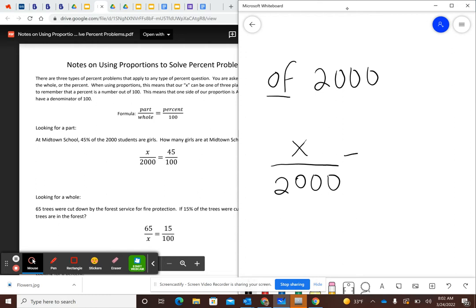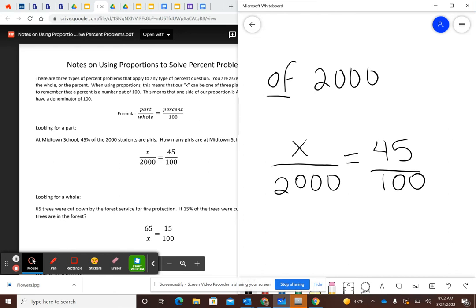Then I'm going to write the equal sign because I'm setting up a proportion here. The second part of my proportion is going to be the ratio that represents the percent. 45% means 45 out of 100. Because anytime I see that word or that symbol percent, it always means out of 100. So now I have this proportion, which I can solve using a variety of different methods.